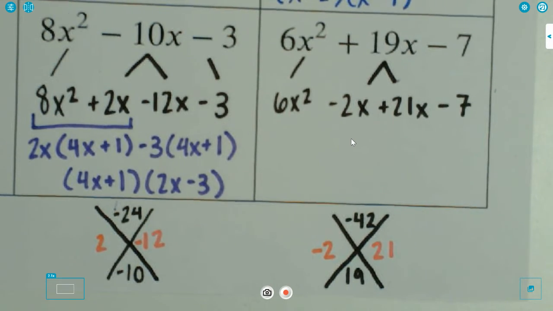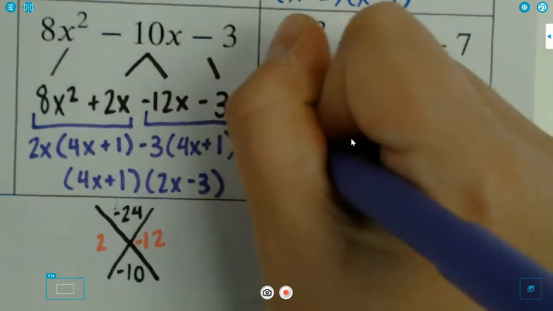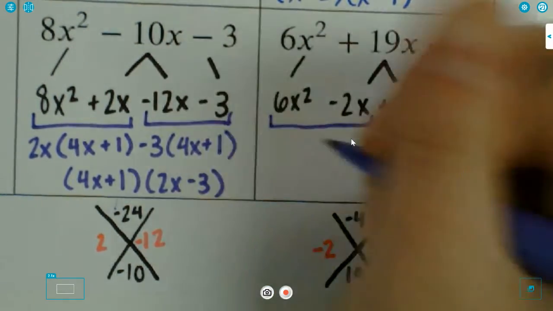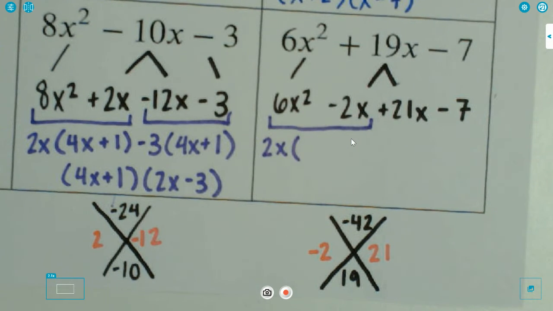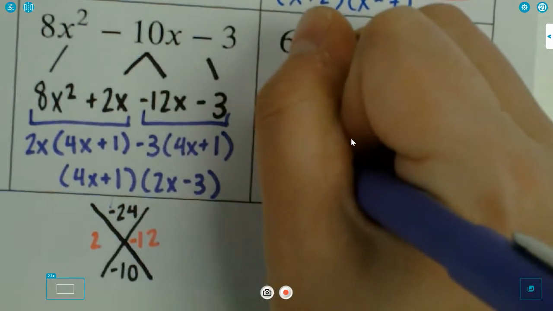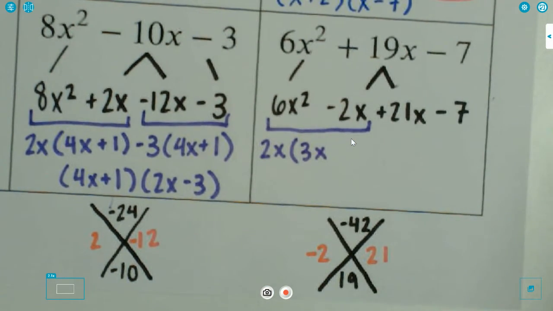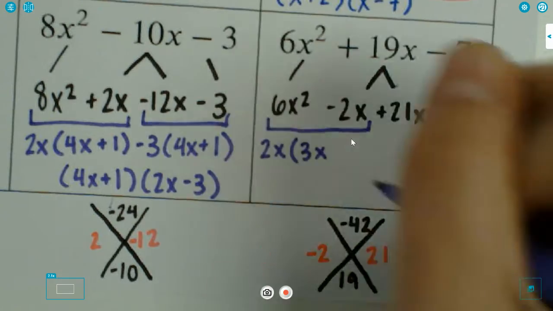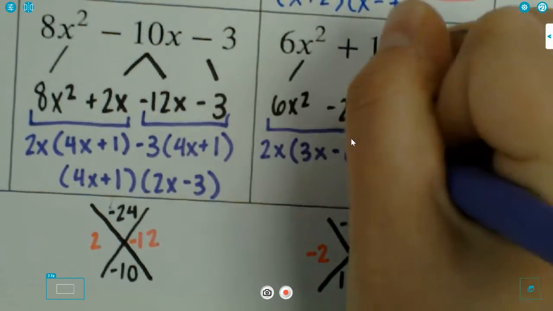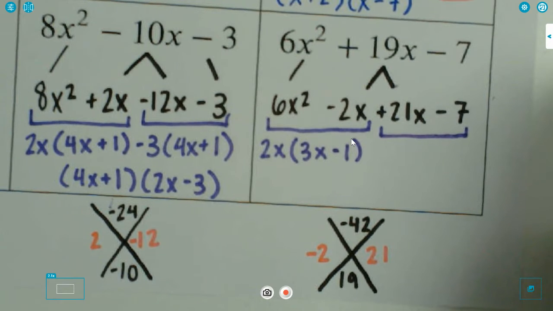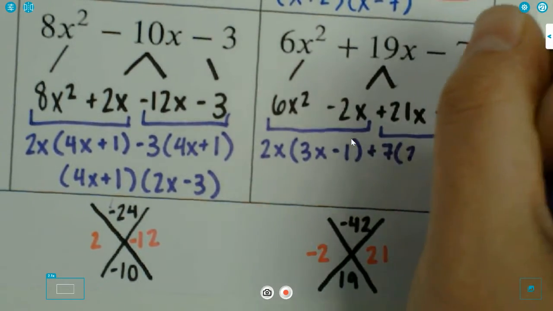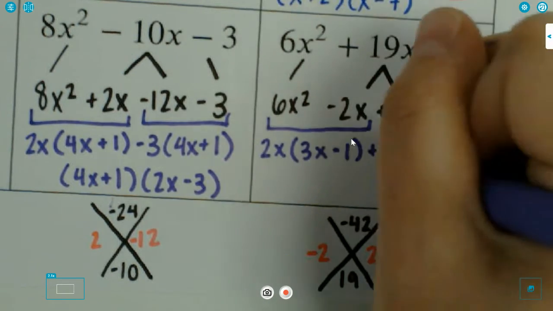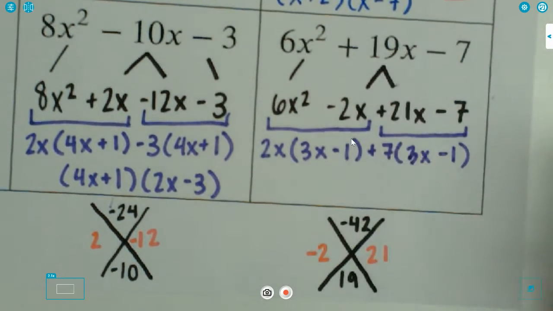Factoring that by grouping, my first group, 6x squared and 2x. Just like in the last one, I can divide out a 2x. That is a complete coincidence. 6 divided by 2 is 3. Leaves behind an x. And then negative 2x divided by 2x leaves behind a negative 1. 21x and 7, we can divide a 7 out of both of those. Leaves behind 3x and negative 1 as well.